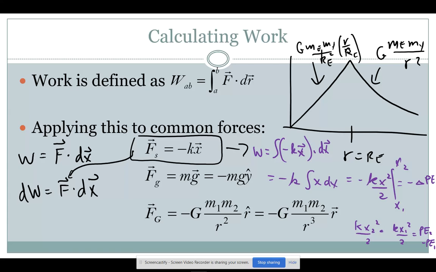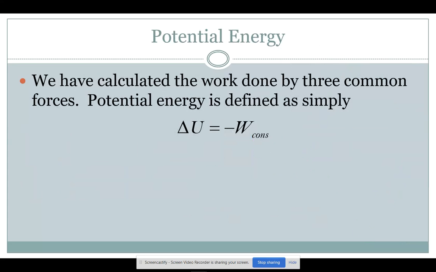What's the integral of minus mg dy? It is minus mgy, which means the change of potential energy is negative that, plus mgy. Hence you get potential energy is mgy. Easy. This one here is the last one. That's the one that is the least obvious.